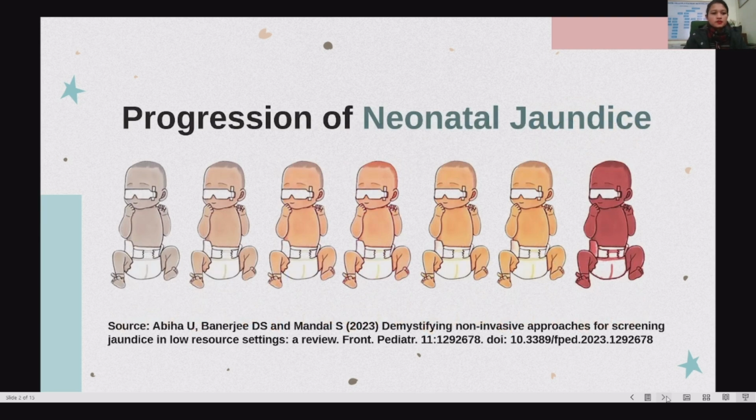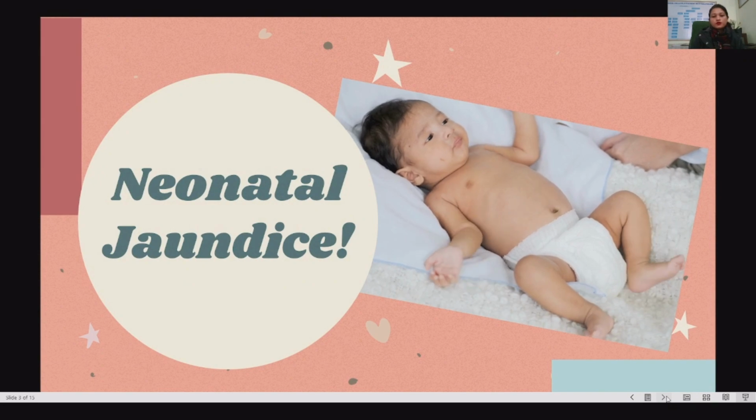Yes, it's a progression of neonatal jaundice. You can see the skin color is changing gradually from normal tone to yellowish discoloration and then progressing to the dark brown color. In the previous class, we discussed neonatal jaundice.